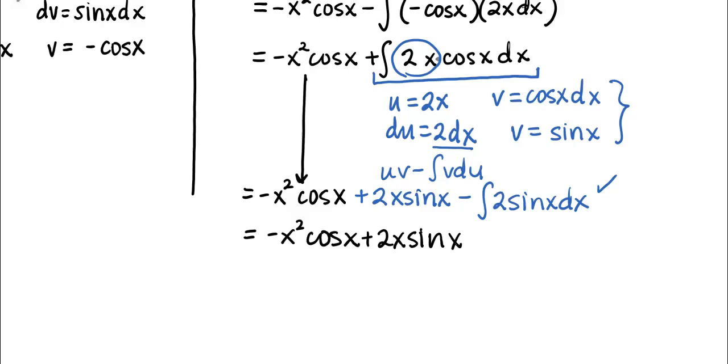Because we know that the integral of sine is negative cosine. So the negative and that minus sign in front will combine to a positive 2 cosine x. And then we will add our constant of integration, c, and have our final answer.